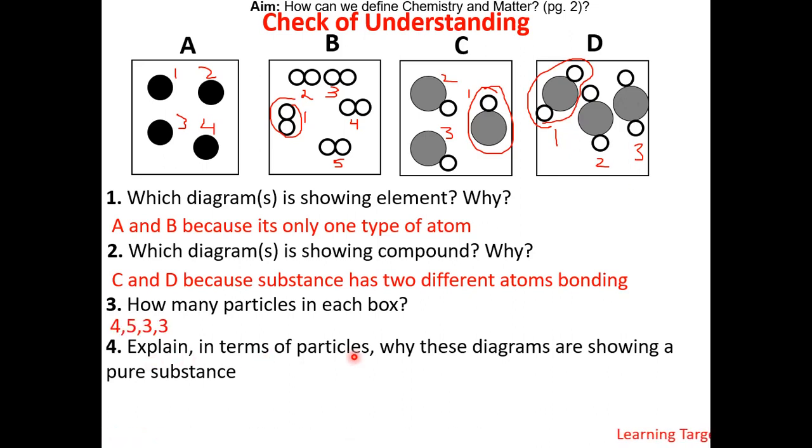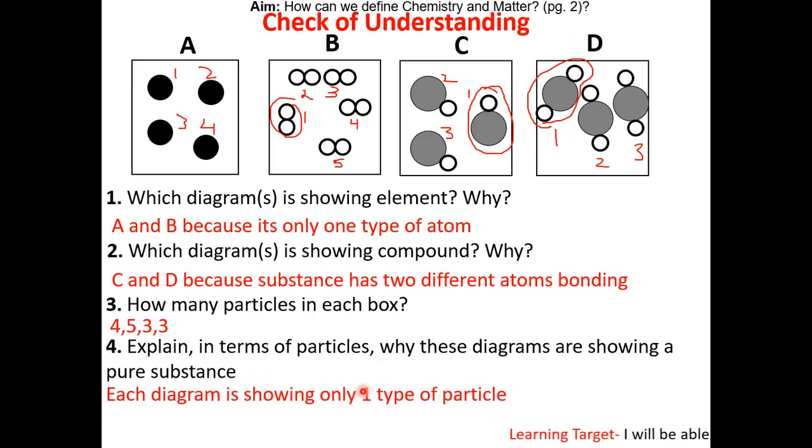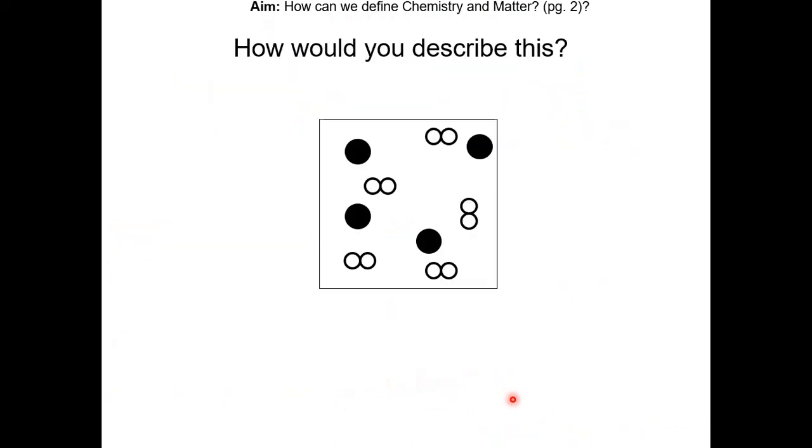Question 4. Explain in terms of particles why the diagrams are showing a pure substance. On the Regents exam, whenever you see the words in terms of something, you have to mention that something in your answer. So in question 4, we have to mention the word particles somewhere in our answer. So the answer for question 4 is each diagram is showing only one type of particle.